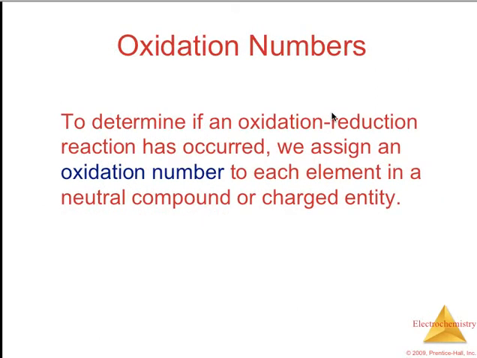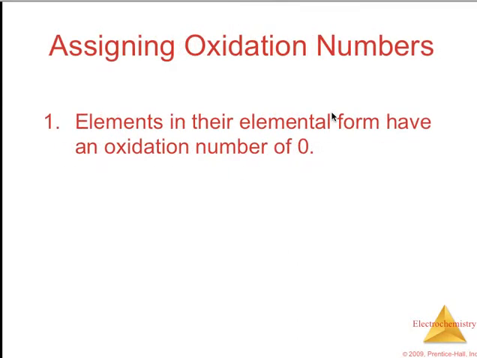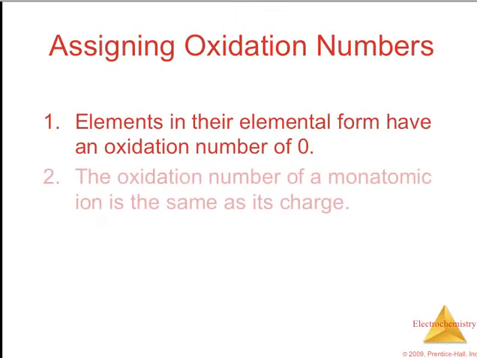So, how do we determine whether a redox reaction has happened or not? Well, we have to assign oxidation numbers to each element in a neutral compound or a charged entity. These are not actual charges for the most part. They are just ways of keeping track of where the electrons go. Elements in their elemental form always have an oxidation number of 0. The oxidation number of a monatomic ion is the same as its charge, so a sodium ion would have an oxidation number of +1.